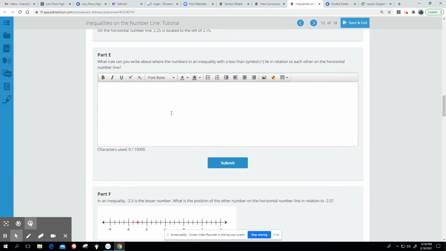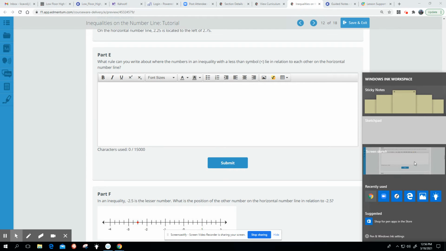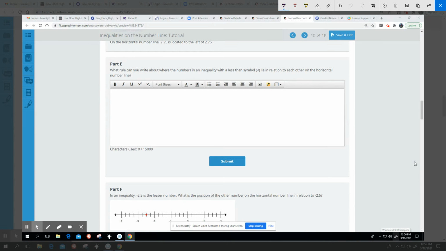Part E, what rule can you write about where the numbers in an inequality with a less than symbol lie in relation to each other on the horizontal number line? So let's actually look at this. If we have numbers that have a less than symbol, so this is the less than symbol, that means that this number n is going to be less than the number s because that opening opens towards the larger value.